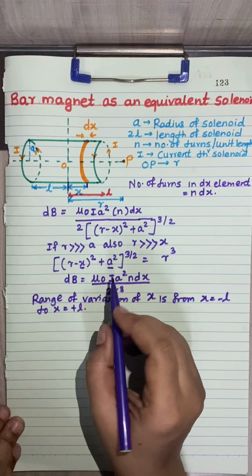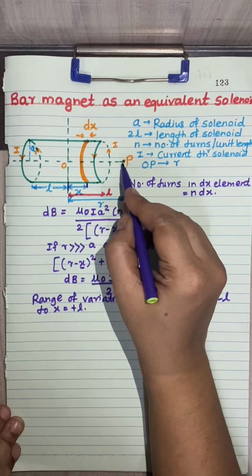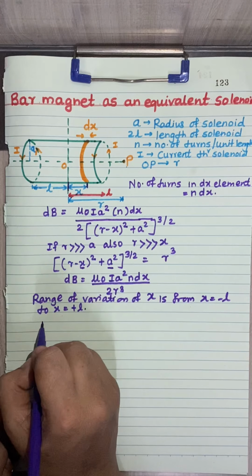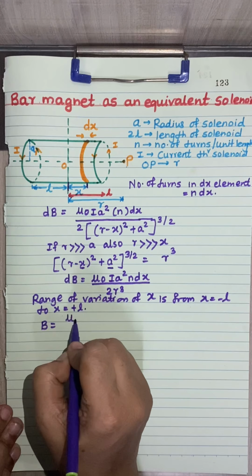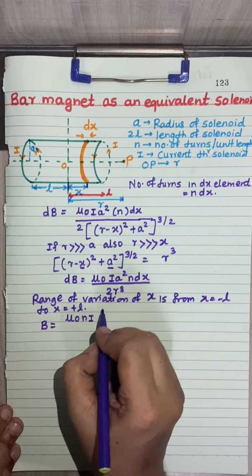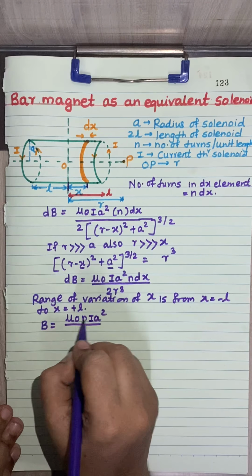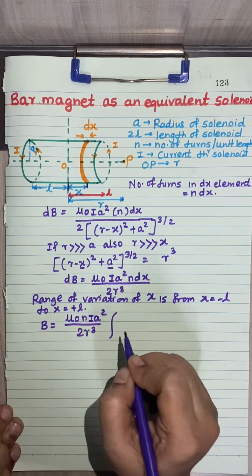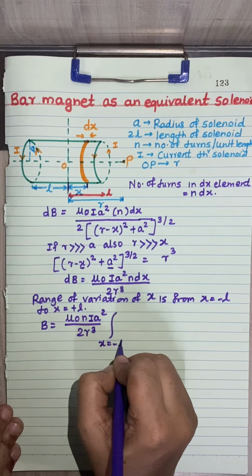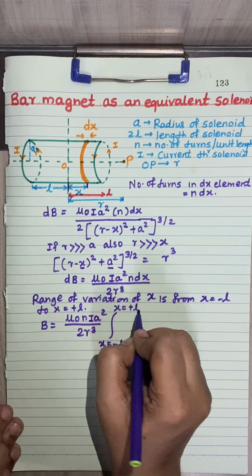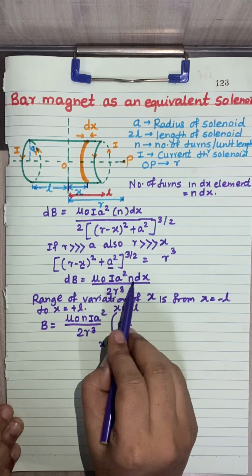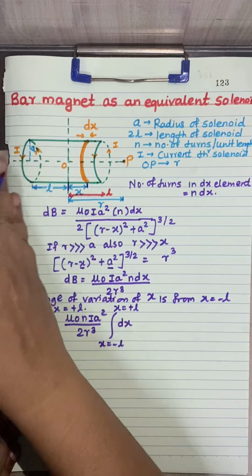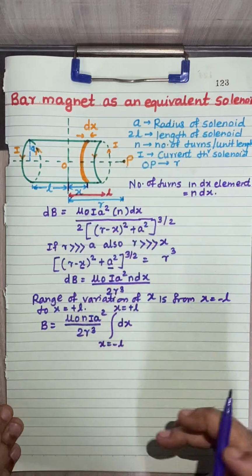Okay, therefore the magnitude of the total magnetic field at point P due to this complete current carrying solenoid, I can find out that B is equal to mu naught N I A square, because these are all our components which are fixed, divided by 2r cube. Okay, and integration I want to do from x is equal to minus L to x is equal to plus L dx, because all these other components are constant, so I have taken them outside. Only dx is varied from minus L to plus L, so together length is 2L, isn't it?